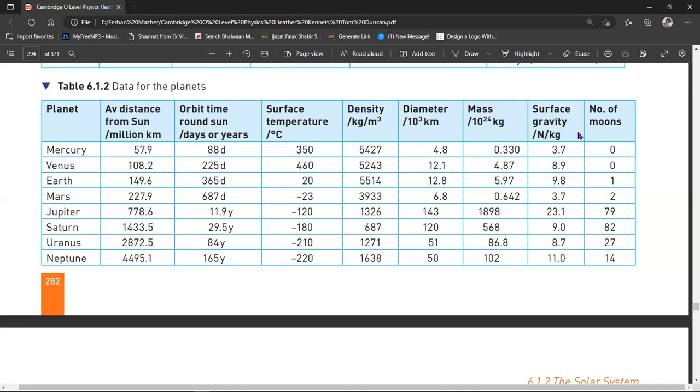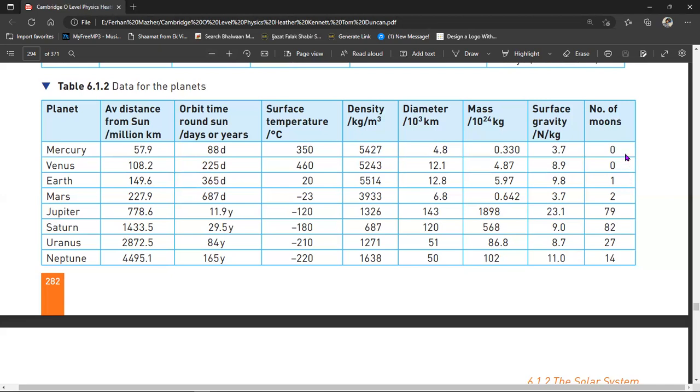The surface gravity, which we call the gravitational field strength, is represented with the small g, and its unit is Newton per kg. On Mercury, it is 3.7 Newton per kg. On Venus, it is 8.9 Newton per kg. On Earth, it is 9.8 Newton per kg. On Mars, it is 3.7 Newton per kg. On Jupiter, it is 23.1 Newton per kg. On Saturn, it's 9 Newton per kg. On Uranus, it is 8.7 Newton per kg. And on Neptune, it is 11 Newton per kg.